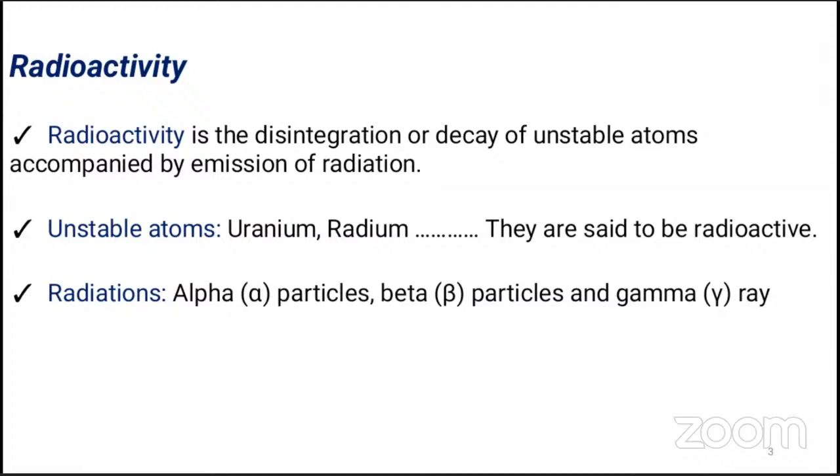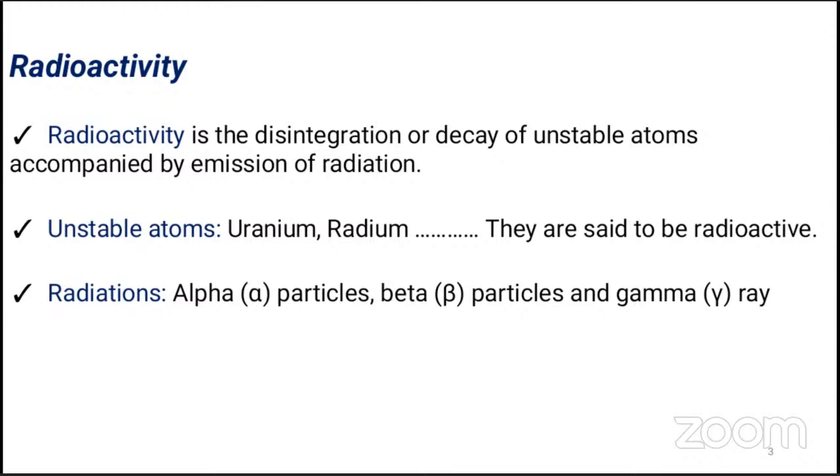The process in which the nuclei of certain elements undergo disintegration accompanied by emission of radiation is what we know as radioactivity. In other words, radioactivity is the disintegration or decay of unstable atoms, accompanied by the emission of radiation. We have unstable atoms such as uranium and radium. They are said to be radioactive. When radioactive atoms undergo disintegration, we say they are decaying.